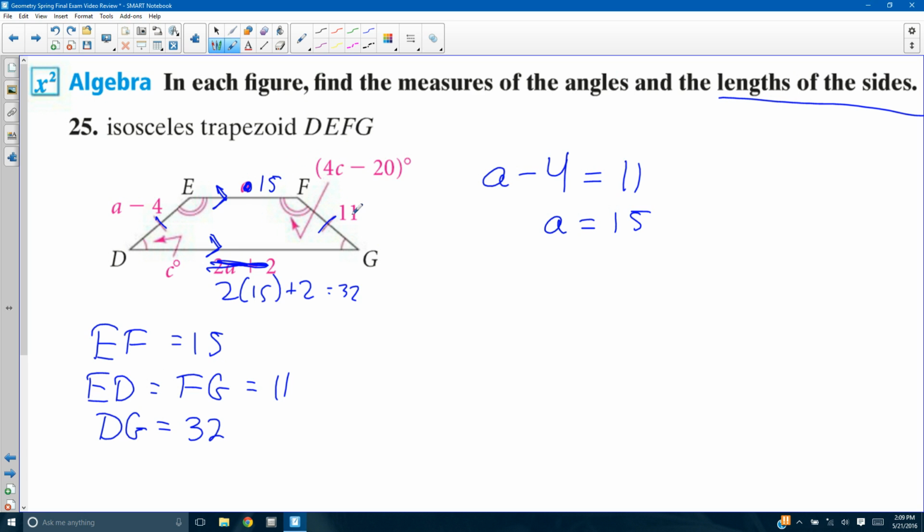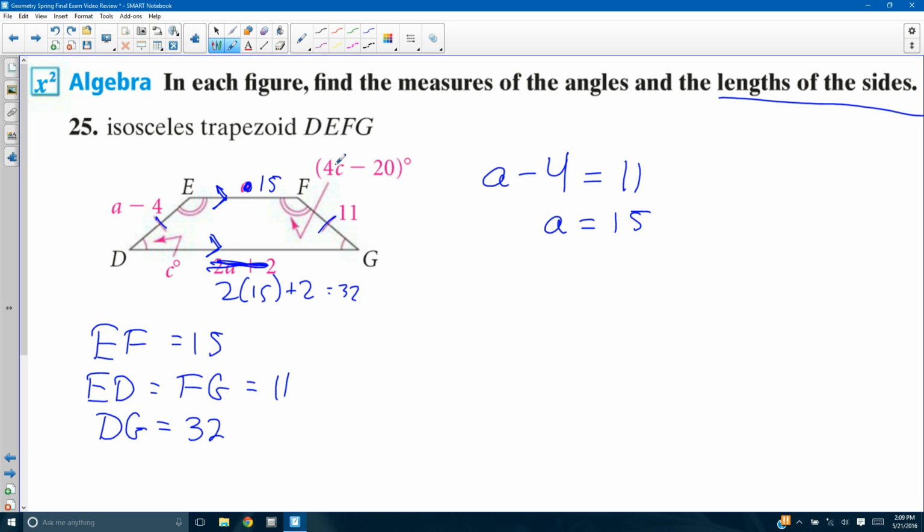Okay, now it doesn't look like there's a B here, but there is a C. Here's C degrees, and here's 4C minus 20 degrees. Now, base angles are congruent to each other, so angle D is congruent to angle G, and angle E is congruent to angle F. And also, if there's something else that you must know about this thing, with these two sets of lines being parallel, then these two angles are supplementary. So if I add up angle D with angle E, I will get 180 degrees.